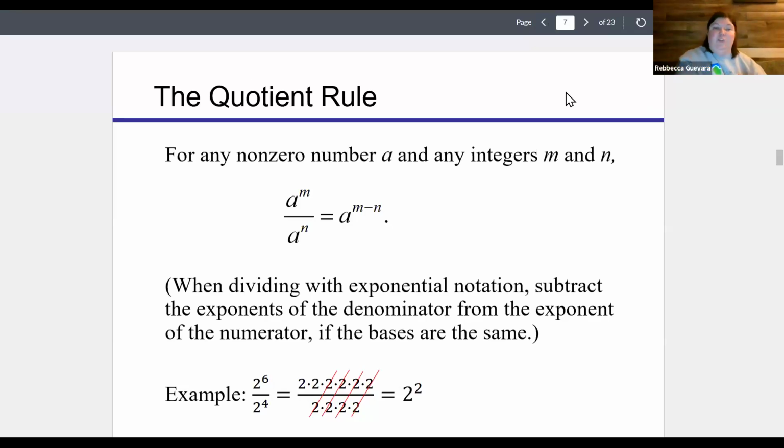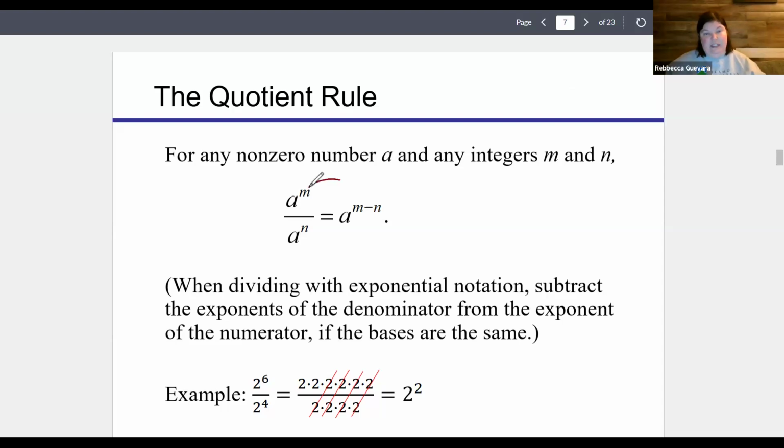Okay. So, quotient rule. For any non-zero number a and any integers m and n, if we have a to the m divided by a to the n, we can subtract the exponents m and n from each other when we have a quotient. It's kind of like the multiplication rule, just that in multiplication we could add the exponents. When we have division, we have to subtract them.